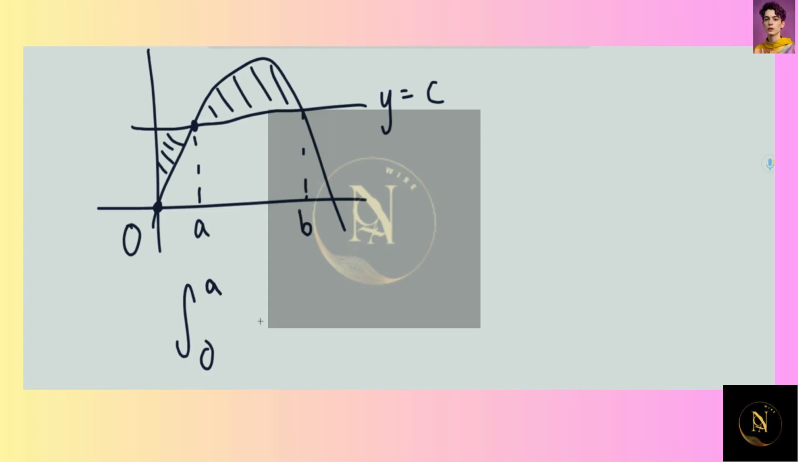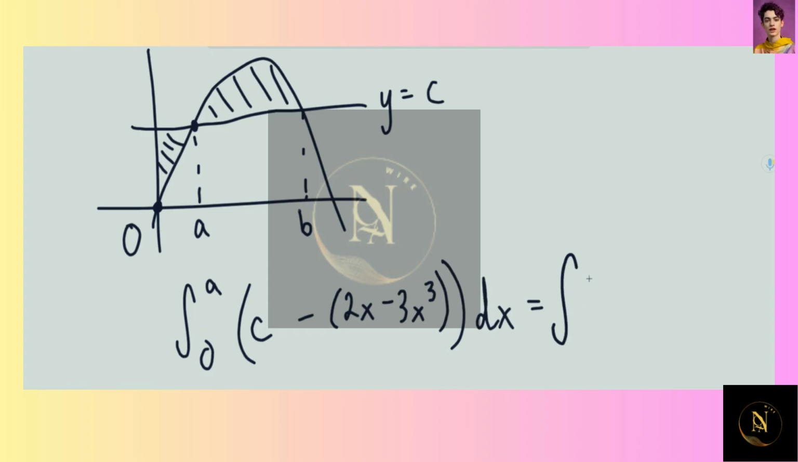I poorly drew this problem, but what I need to know is that the integral from 0 to a of the upper function, which is c minus the other function, 2x minus 3x cubed dx, is equal to the integral from a to b of the other way around, which is 2x minus 3x cubed minus the lower function of c dx.